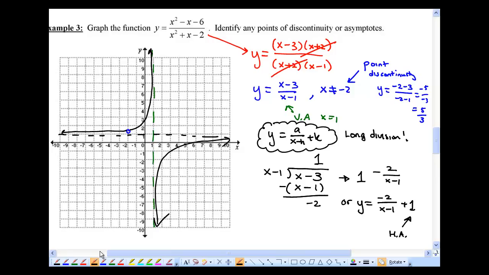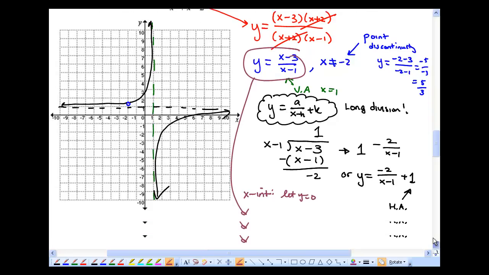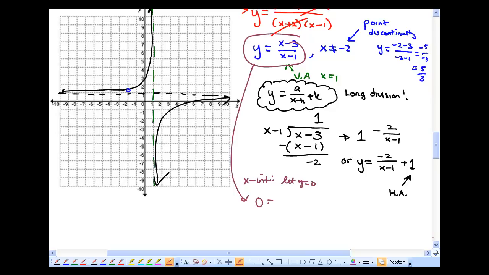I should be able to find the x-intercepts, right? How do I find the x-intercept? You let y equal 0. So if I use my simplified expression here, and I made y equal 0, 0 equals x minus 3 over x minus 1. Who cares about the denominator? Just make the numerator equal 0. Oh yeah, x equals 3.